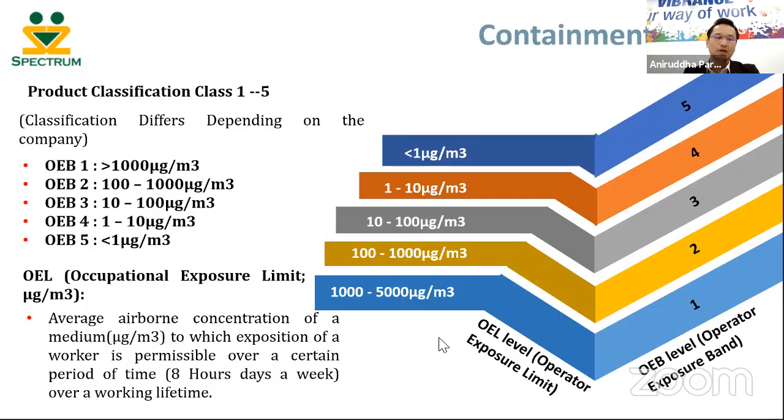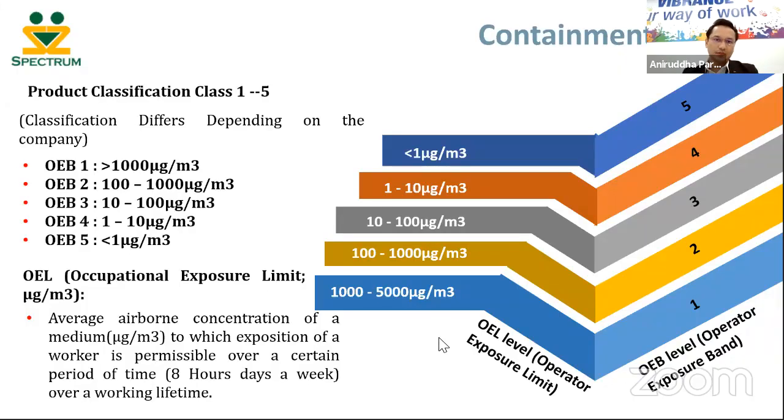OEB1 is the simplest, or a regular drug. Going up to OEB3, few of the anti-cancer molecules fall in the OEB3 band, and some of the hormone products. Then OEB4 and 5, mainly in pharma parlance, the oncology drugs range in OEB4 and 5. Most of the drugs range there, and a few in the OEB3 banding.